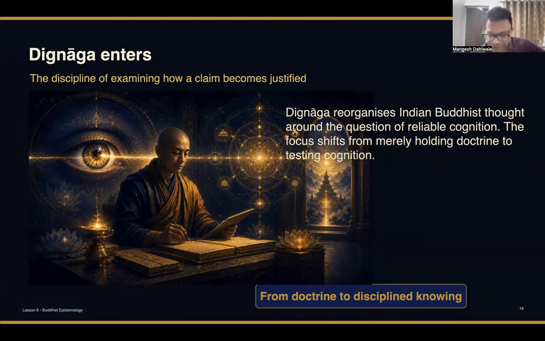So we are not just testing the concepts, we are not just playing with the words, but we are looking at our own cognition and how it can lead to error. So, this is a very important shift from a doctrine to disciplined knowing. So we train ourselves in knowing through valid cognition. And we know that the Buddhists have recognized two valid cognitions. One is direct perception and another is inference. And the third is a combination of both.